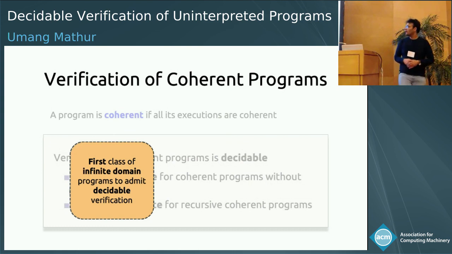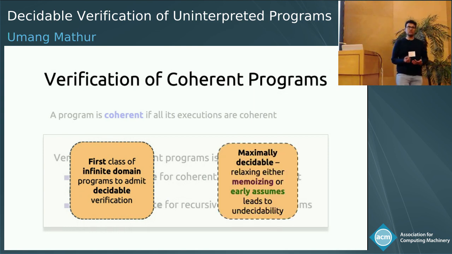As before, to the best of our knowledge, we show that this is the first class of programs that work over infinite domains and yet admit decidable verification. And further, in the paper, we show that if you relax either the memoizing requirement or the early assumes requirement, then the kind of programs that you get do not admit decidable verification.